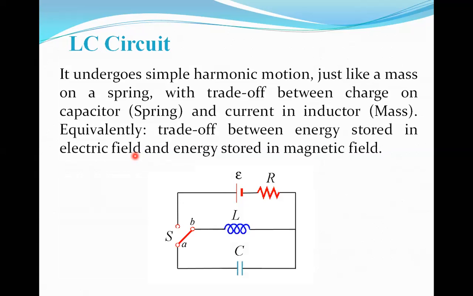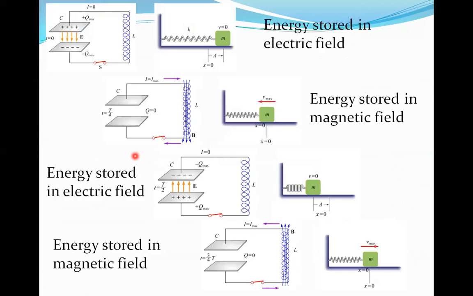It undergoes simple harmonic motion just like a mass on a spring, with a trade-off between charge on the capacitor and current in the conductor. Like charge on the capacitor is the spring, and current in the conductor is the mass. Equivalently, it is a trade-off between energy stored in the electric field and energy stored in the magnetic field. So this is how it is happening.